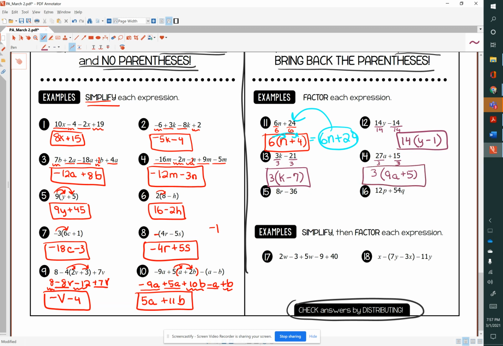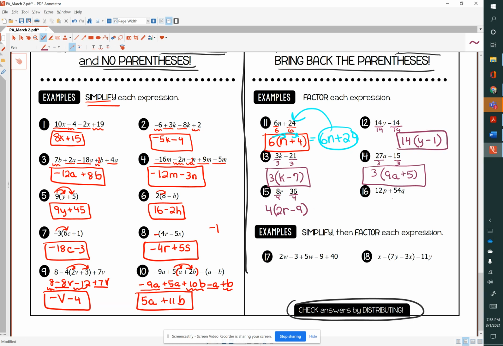Number 15. Let's see, what is the largest thing we can pull out of 8r minus 36? And I think it's going to be 4. So we'll divide everything by 4. So 8 divided by 4 will be 2r minus 36 divided by 4, which will be 9.